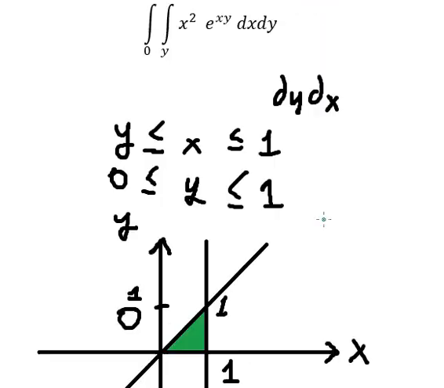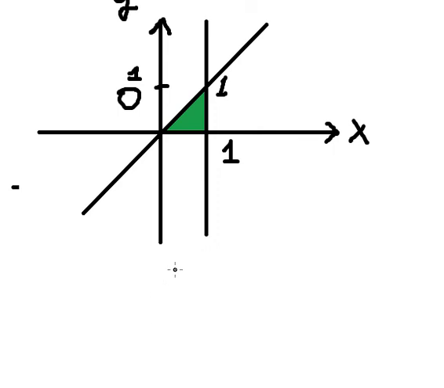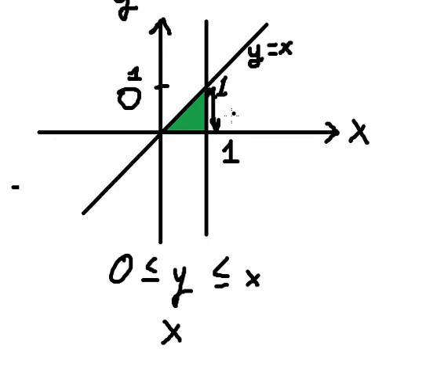Because we change to dy dx, we need to find the new bounds for y and x. So about y, we can see that y is greater than 0 in here, because we go to here. So y is greater than or equal to 0 and smaller than or equal to x, because this one is y equals x. So the point here is for y equals x. About x, we start from here to here. That's from 0 to 1.